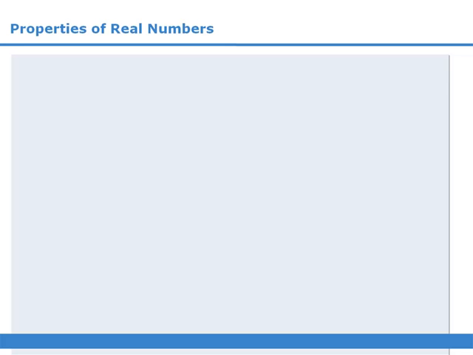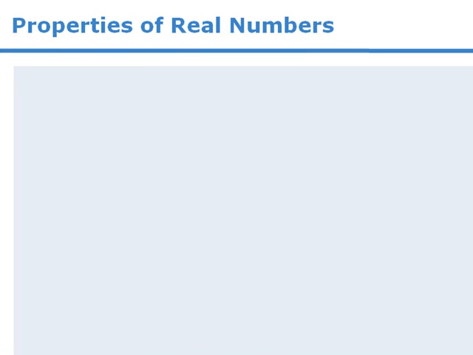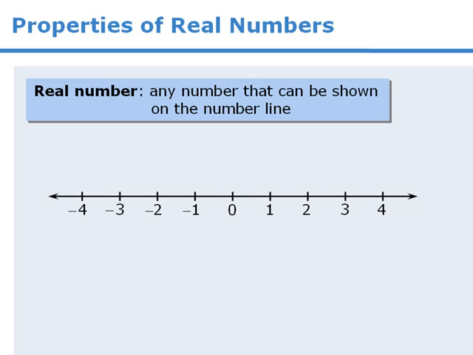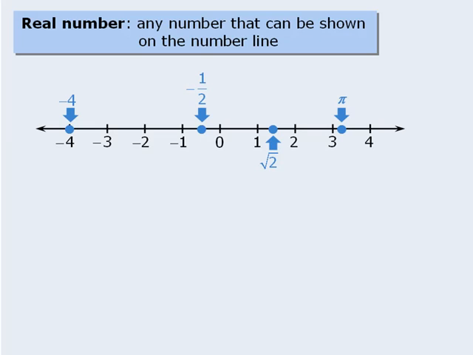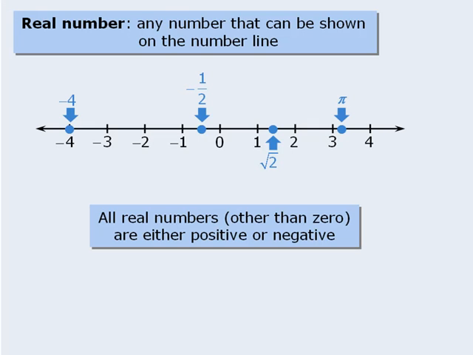In this lesson, we will learn the definition of a real number, and we will examine some properties of real numbers. To begin, a real number is any number that can be shown on the number line. So the following numbers are examples of real numbers. Now, an important feature concerning real numbers is that with the exception of 0, all real numbers are either positive or negative. 0 itself is neither positive nor negative.